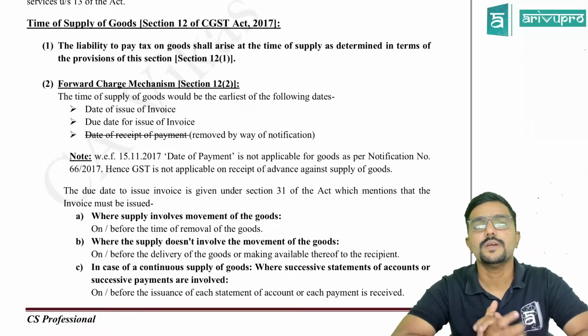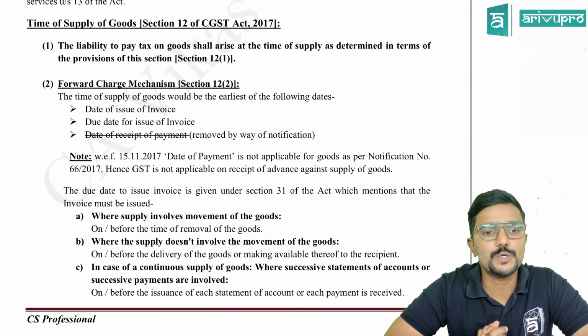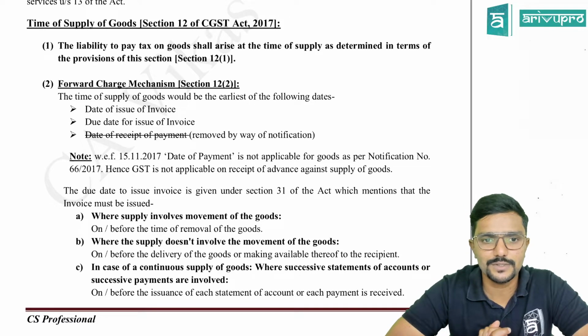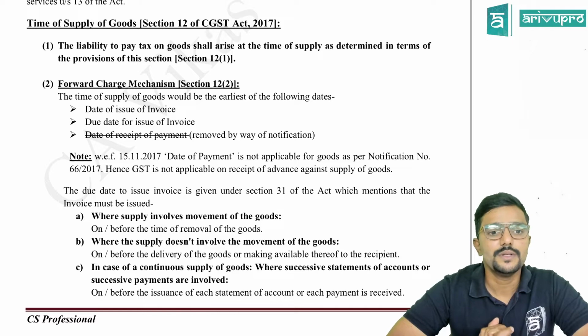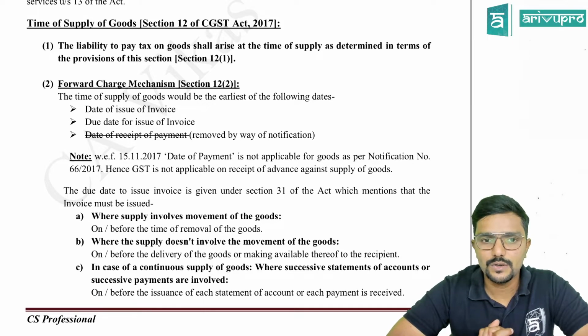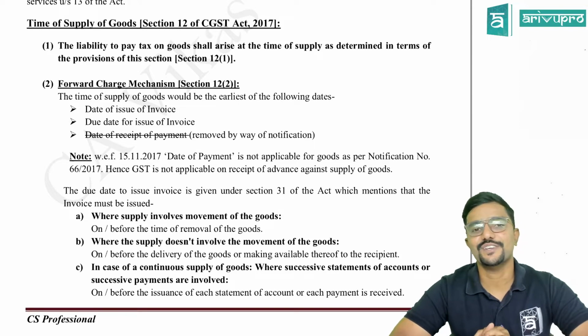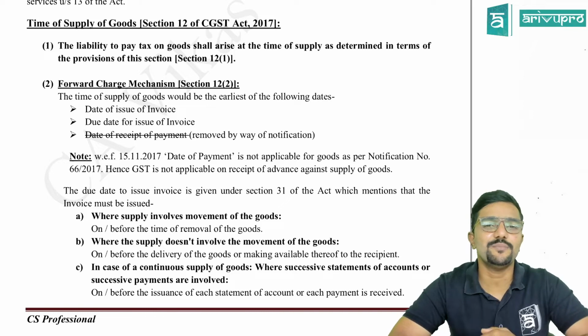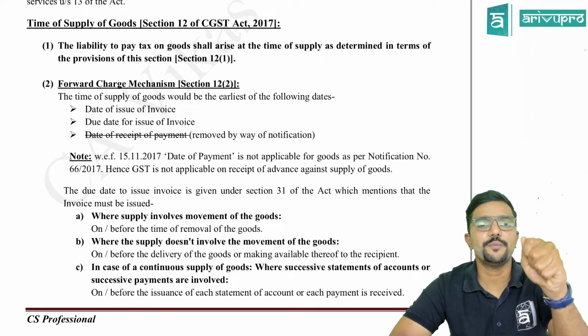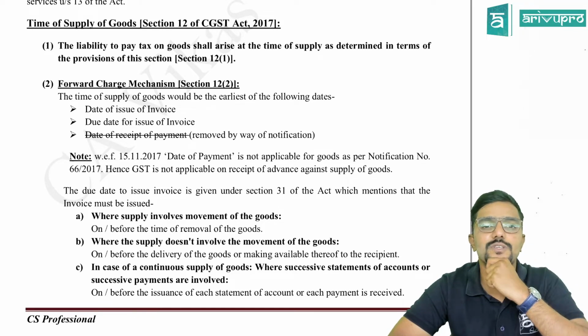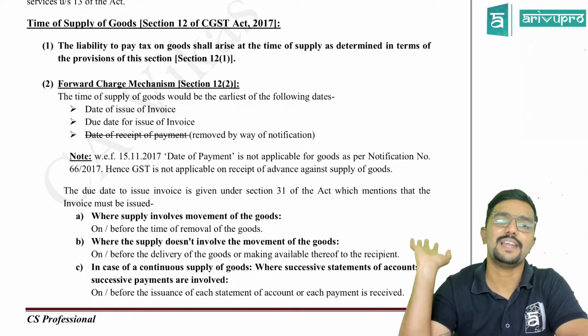Chalo, we'll start. Pay attention. Time of supply of goods, Section 12 of CGST Act 2017. Subsection 1: The liability to pay tax on goods shall arise at the time of supply as determined in terms of the provisions of this section. So subsection 1 is not containing any provision. It is telling the liability to pay tax for the supply of goods will arise as per section 12.